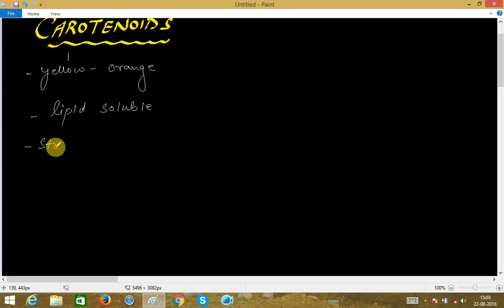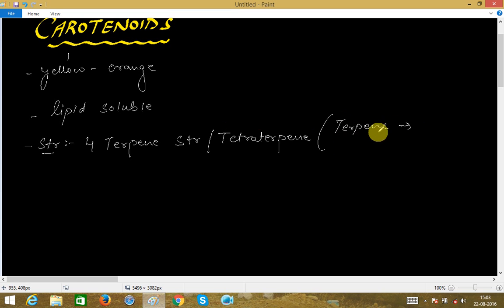Talking about the structure of carotenoids, the structure of carotenoid is terpene structure. It is made up of 4 terpene structures, so you can say tetraterpene in nature. When we are talking about just one terpene, each terpene will have 10 carbon atoms in it. So a total of how many carbon would be there in this tetraterpene? One terpene has got 10 carbons, so 4 terpenes will have 40 carbons in it. So this carotenoid has got 40 carbon in it.